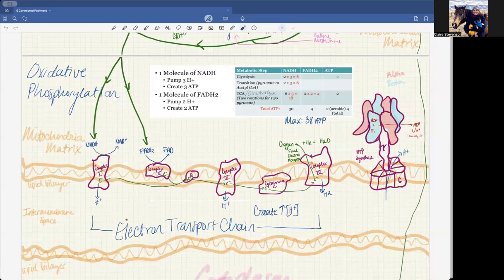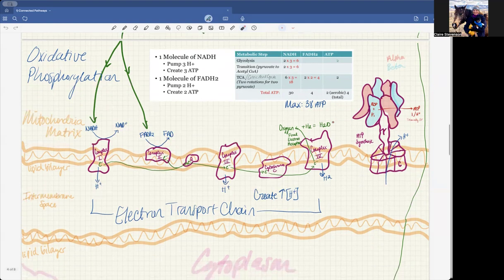In this pathway, I'll just briefly mention that oxygen's electronegativity helps to pull electrons through these different complexes. As the electrons are being passed through the complexes, hydrogen ions can be pumped into this intermembrane space, which then makes it energetically favorable for hydrogen ions to be pumped back into the mitochondrial matrix using the ATP synthase to then produce a massive amount of ATP, maximum up to 38 ATP, in fact.